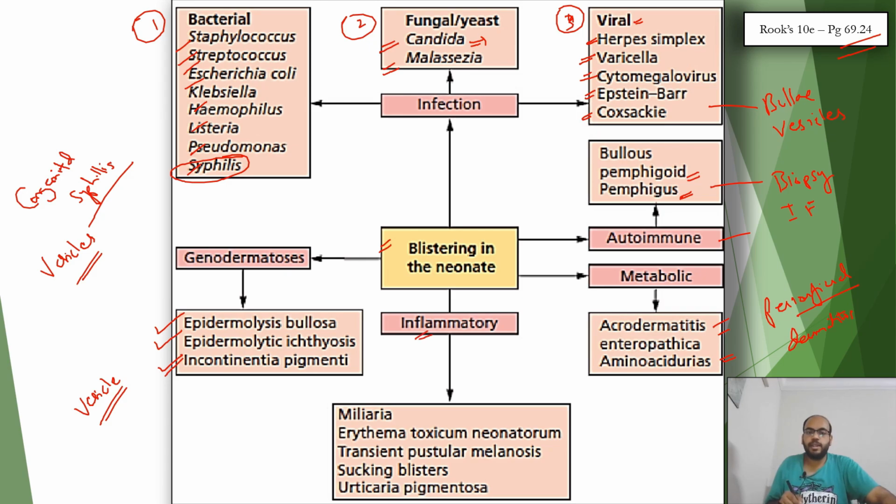The last is inflammatory. Inflammatory, for example, miliaria, erythema toxicum neonatorum, transient pustular melanosis, sucking blisters, urticaria pigmentosa. These can all present as vesicles. But remember, this will be acute in origin. There will be associated symptoms, and they will start to resolve in 1 or 2 days or 1 or 2 weeks, while EB will keep on getting worsening with time, at least over the course of few weeks. It might eventually regress when a child grows older in some of the subtypes of EB.